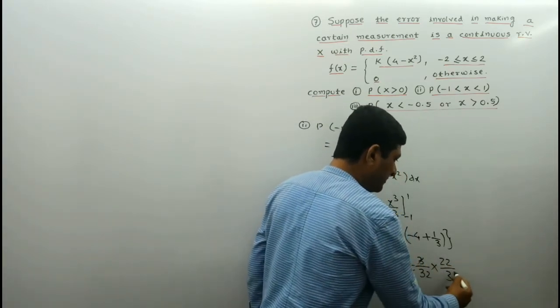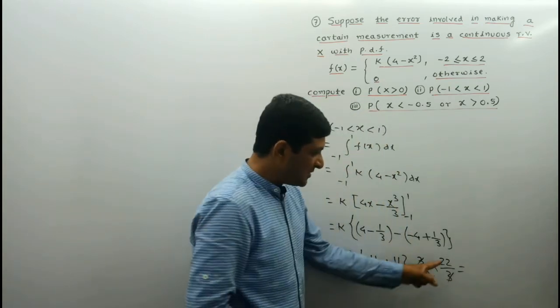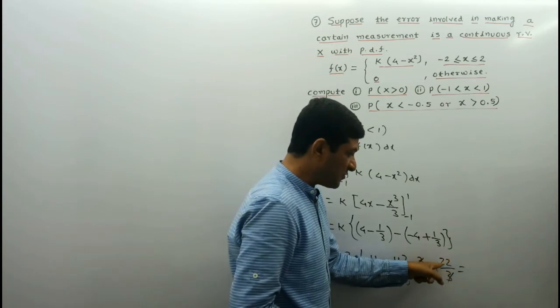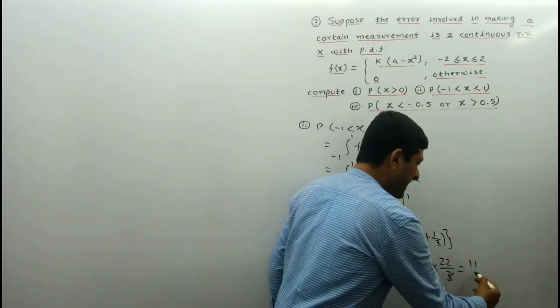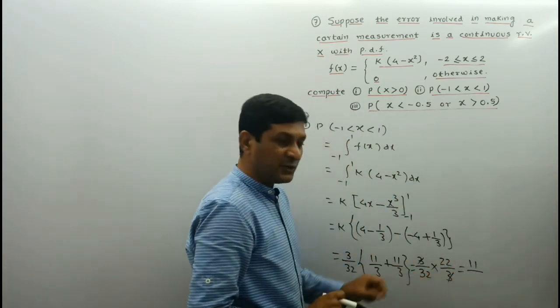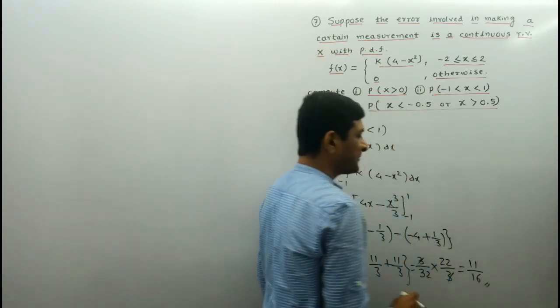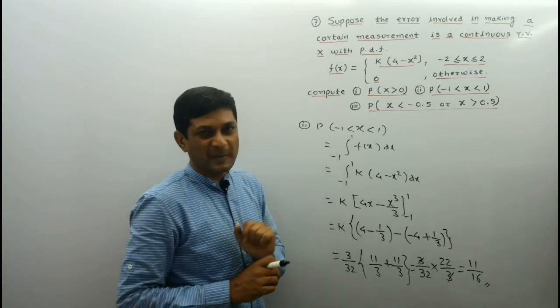So here 3 will get cancelled, and if you observe the remaining two numbers, both are divisible by 2. So if I divide 22 by 2, here we will get 11. If I divide 32 by 2, we will get what? 16. Means 11 upon 16 is the value of this probability.